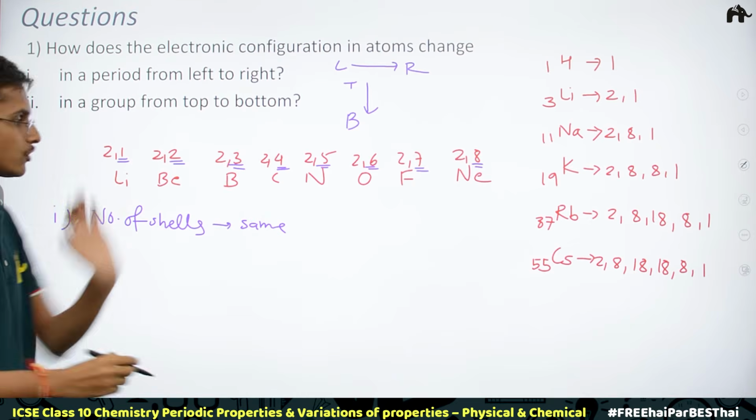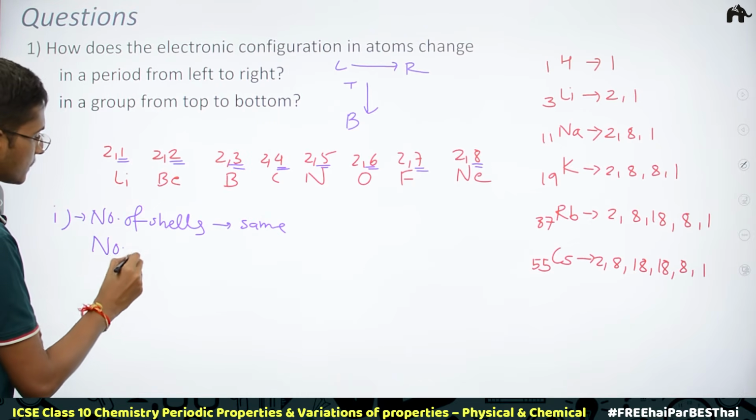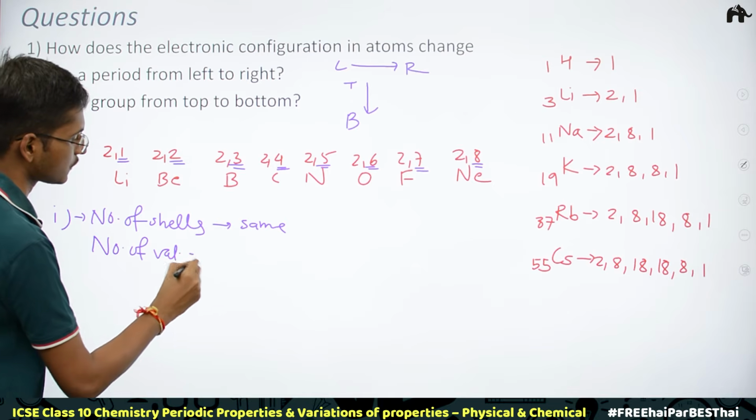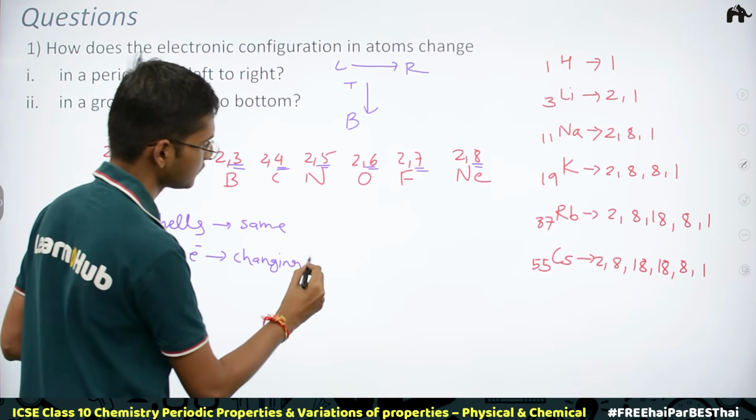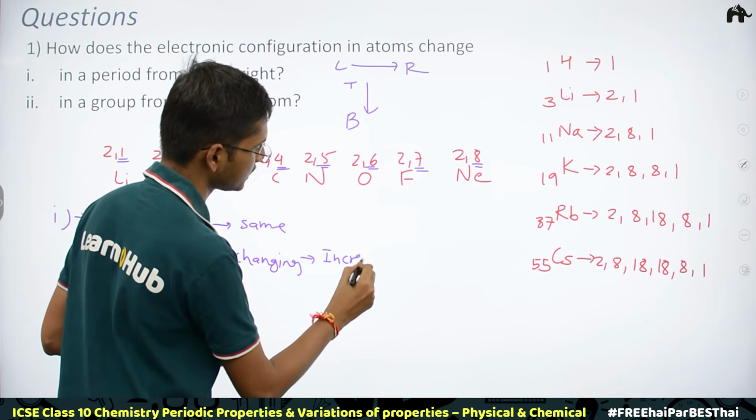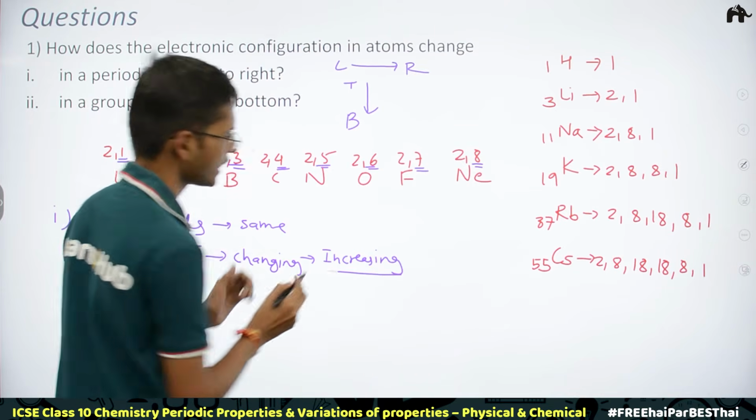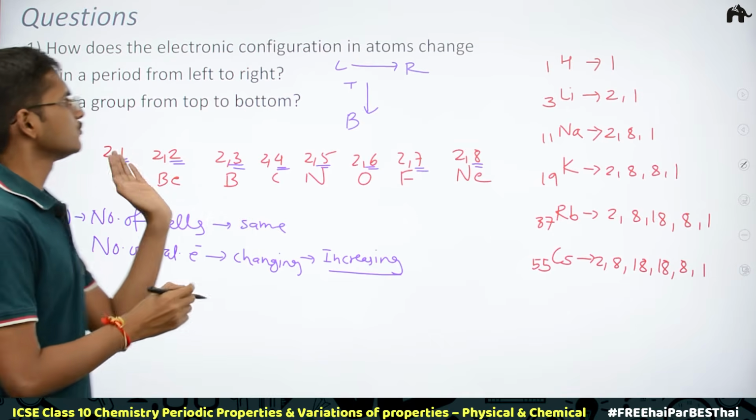Number of valence electrons are changing. So, number of valence electrons are changing, okay. How are they changing? They are increasing, okay. So, this is your answer. Simply, now let's move to the second question.